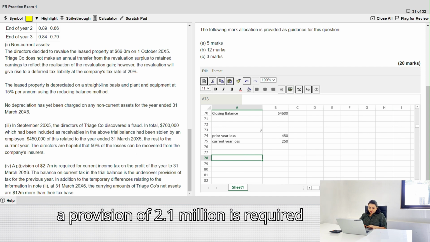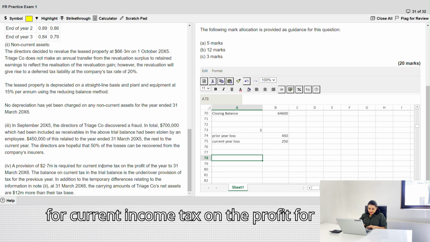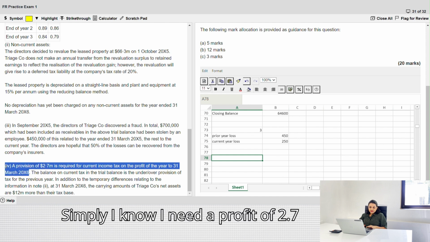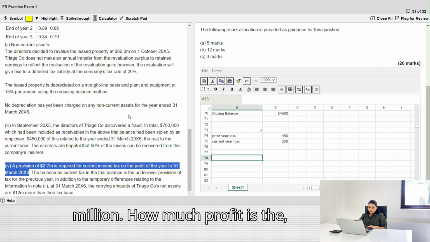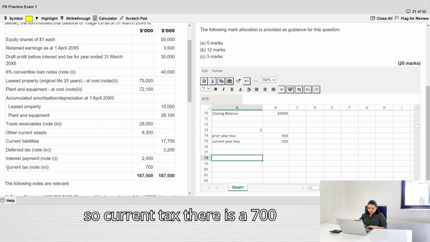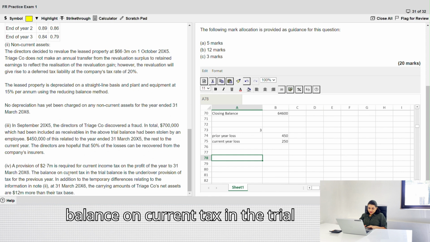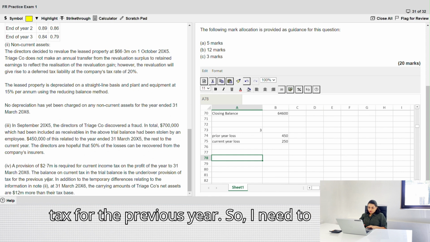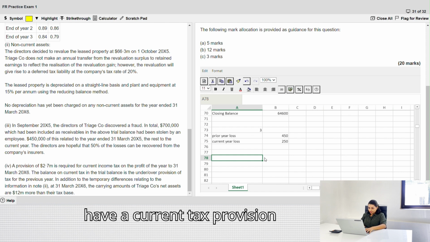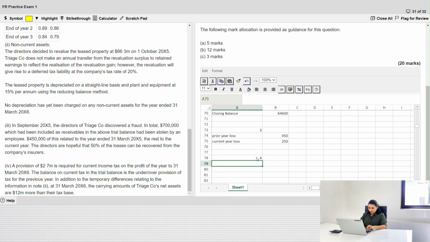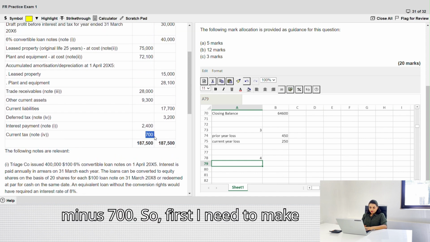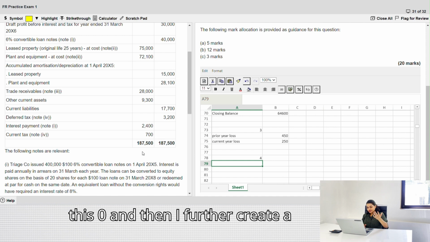Now, a provision of 2.1 million is required for current income tax on the profit for the year end 31st March 2016. Simply I know I need a profit of 2.7 million. How much profit is there? So current tax, there is a 700 debit. Now what is this? The balance on current tax in the trial balance is the under or over provisioning tax for the previous year. So I need to have a current tax provision of 2.7, but I have a minus 700. So first I need to make this 0 and then I further create a provision.